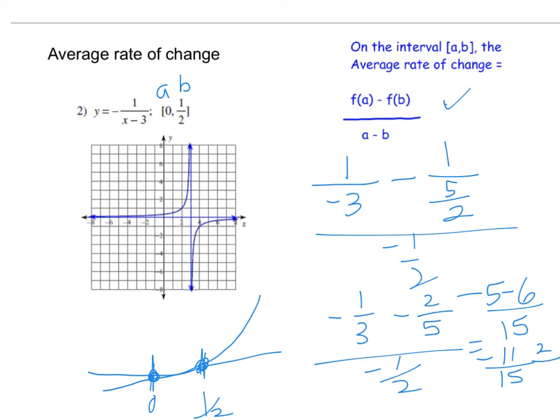Flip it over. It's also negative. So I have 22 over 15. So the average rate of change here is 22 over 15. And that's how that goes.